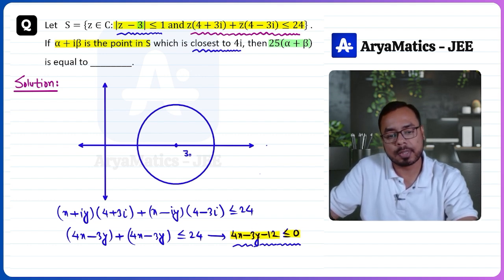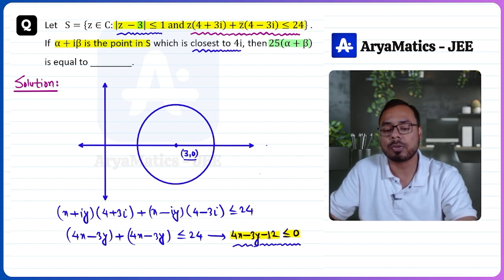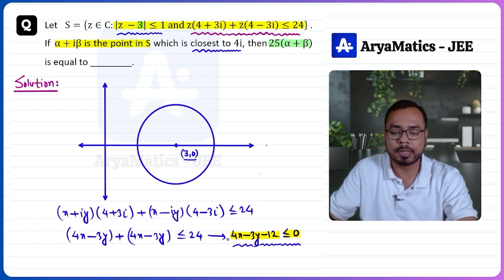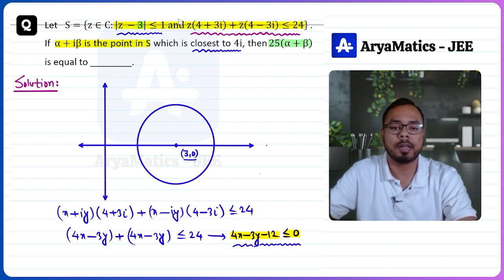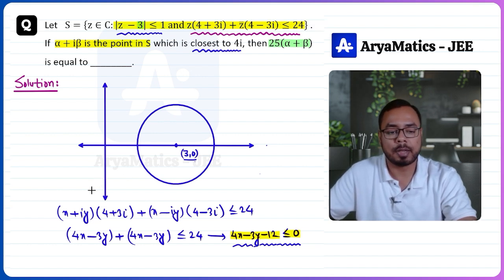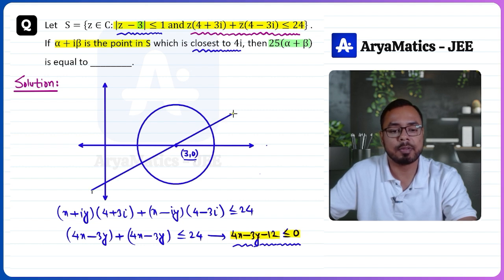Also, for this circle, the center is at (3, 0). And you can see that this is a line passing through the point (3, 0). For this line, the slope will be positive. And if I make y 0, x will be 3. If you make x 0, y will be −4. So it is a line with positive x-intercept and negative y-intercept. So this is the line that we are getting.